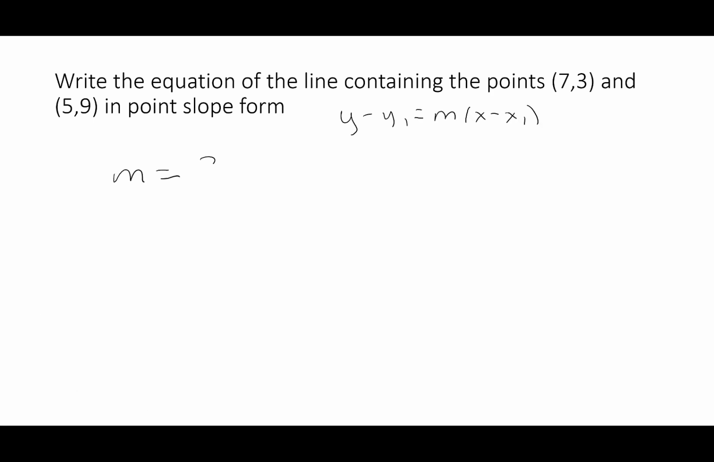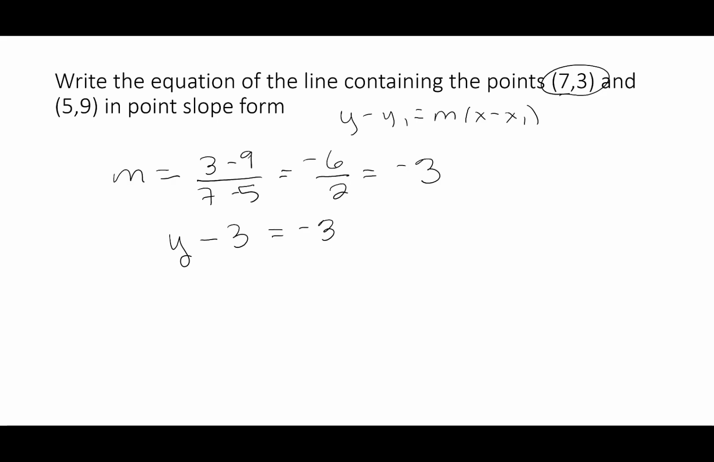So the slope is going to be the change in y, 3 minus 9, over the change in x, 7 minus 5. 3 minus 9 is negative 6. 7 minus 5 is 2. I have a slope of negative 3. Now we're going to write the equation of the line. So I'm going to say y minus, and I'm just going to use the first point of 3, equals negative 3 times x minus 7. So this is the equation of the line. It is in point-slope form, so we can stop right here.